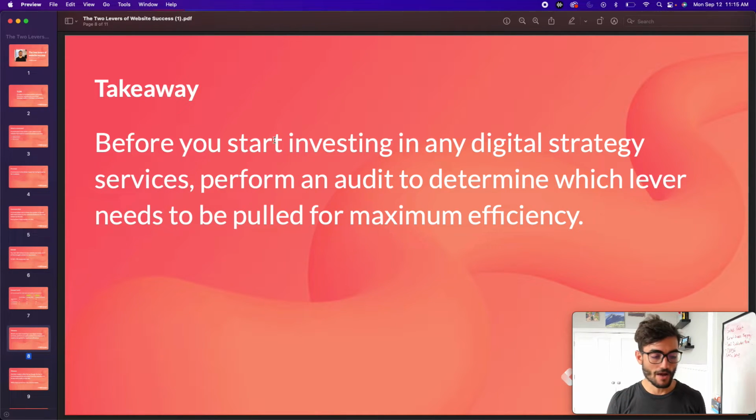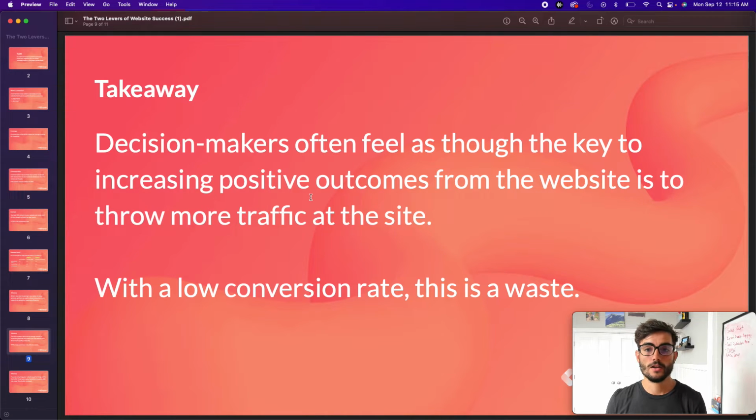You should have an audit performed that might tell you what your current conversion rate is. And if your current conversion rate is abysmal, focus on that before you start spending all sorts of money on other services for traffic. If you have a really solid conversion rate, maybe you should focus on ads or some way to drive additional traffic because you seem to be doing pretty well with people who land there.